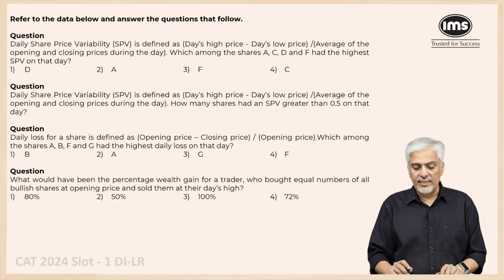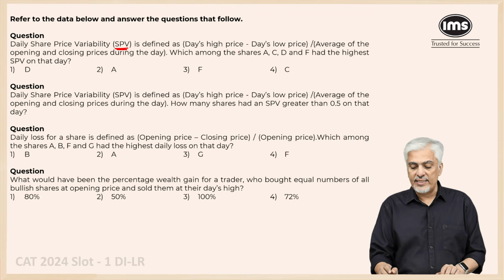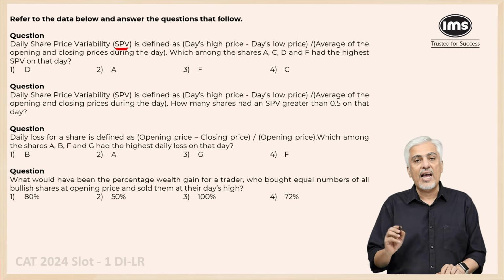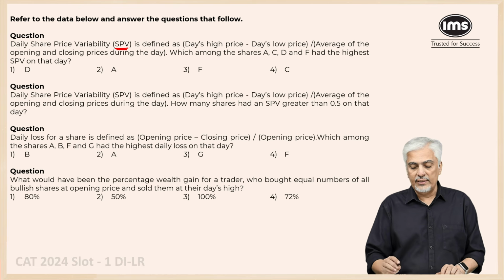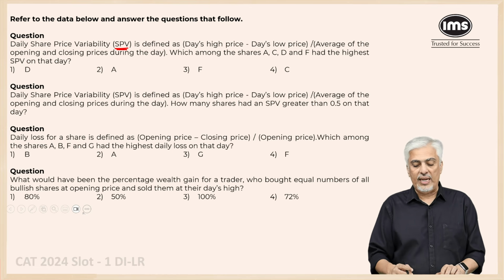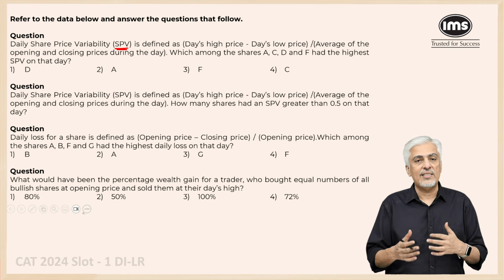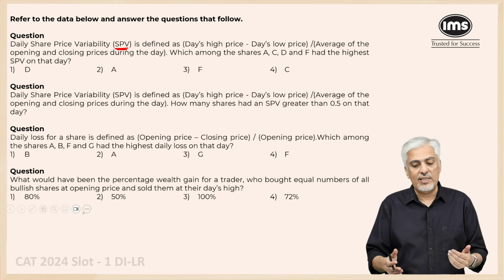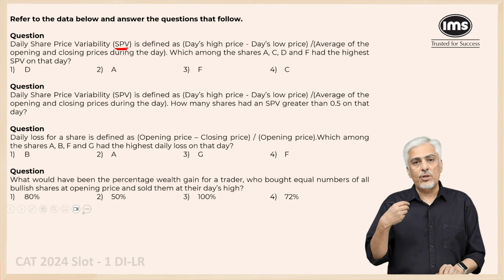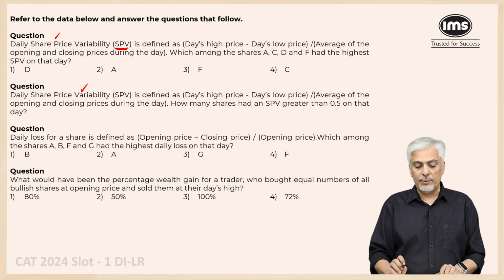4 questions were there. There's something called an SPV they are defining. It is defined as a day's high price minus day's low price divided by the average of the closing and opening. And they want to know which of the following has the highest SPV. The second question is also about SPV: how many of the SPVs out of the 7 shares were greater than 0.5? So, the first 2 questions were like a combination. If I found all 7 SPVs, I would get the second question answer and also the first question answer. So, if I'm doing the second question, the first question is automatically done with that.